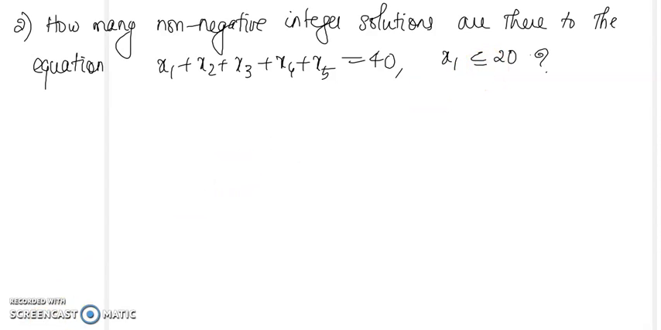Now for finding the number of integer solutions for this equation, we know how many solutions are there. Then you have x1 greater than or equal to 0.